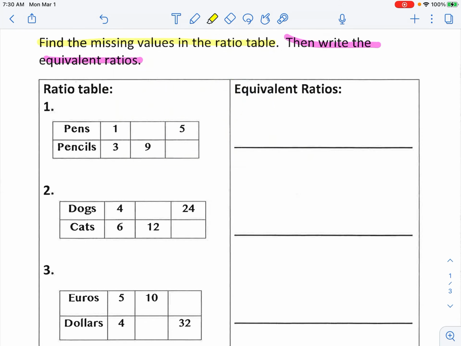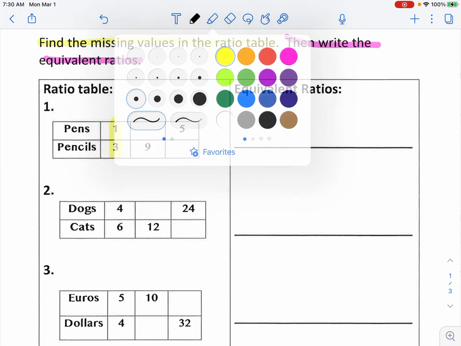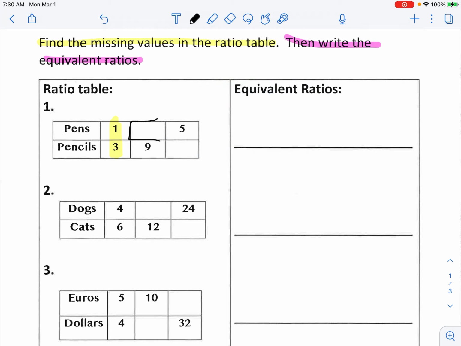Boys and girls, when you're using a ratio table, the first thing you want to do is look at the very first ratio in your table. 1 pen is to 3 pencils as how many pens are to 9? Okay, so the first thing I'm focusing on, I see a 3 and a 9 down here. So I know to get from 3 to 9, we do times 3. So if I'm going to have 3 times the amount of pencils, I would also have to have 3 times the amount of pens. So the amount of pens would have to be 3.